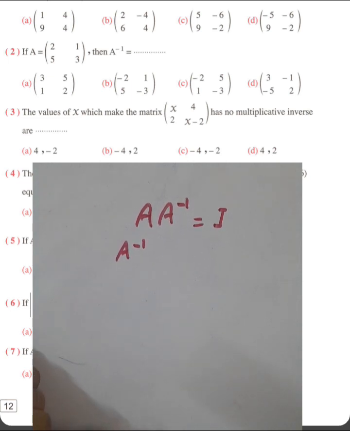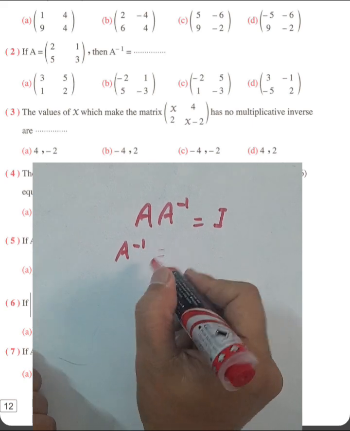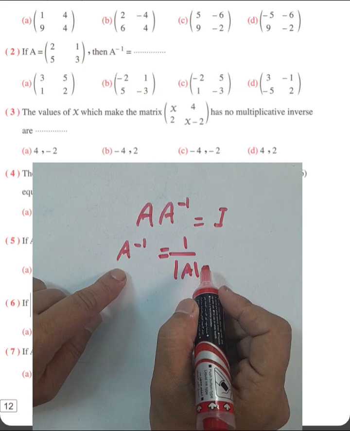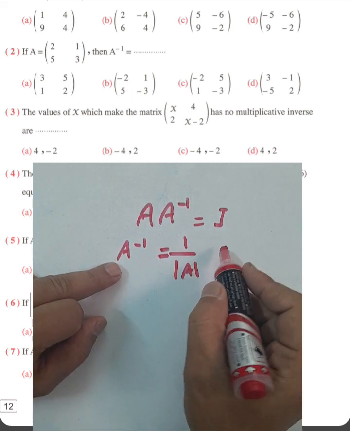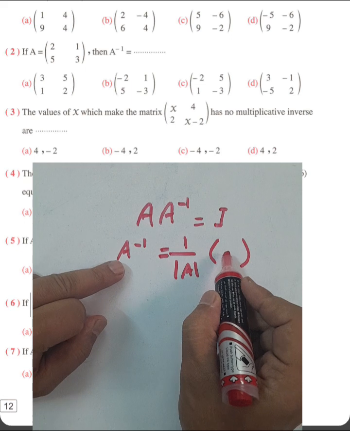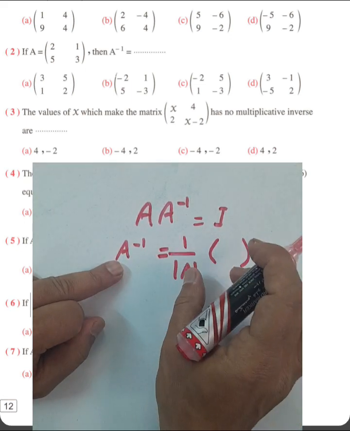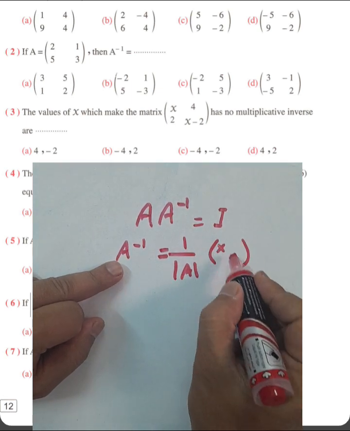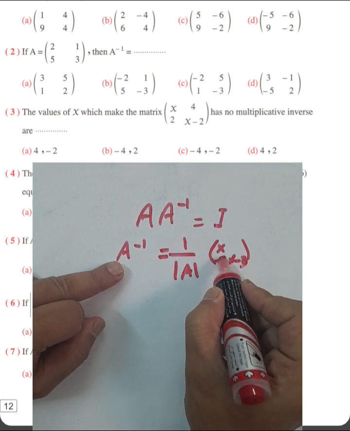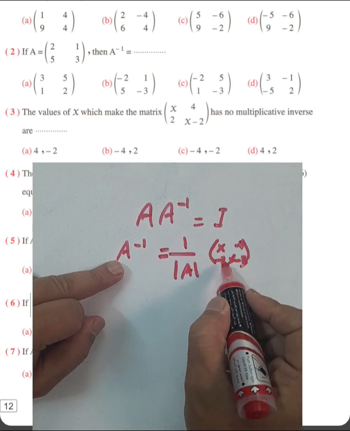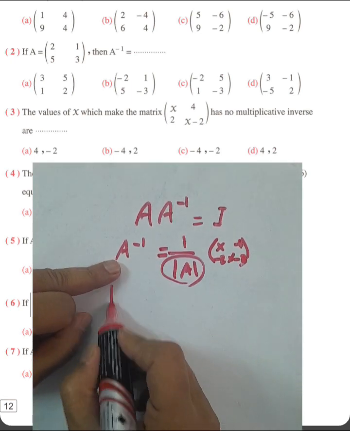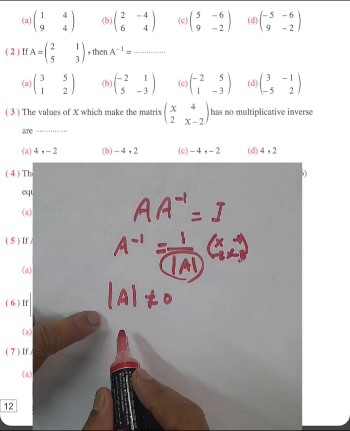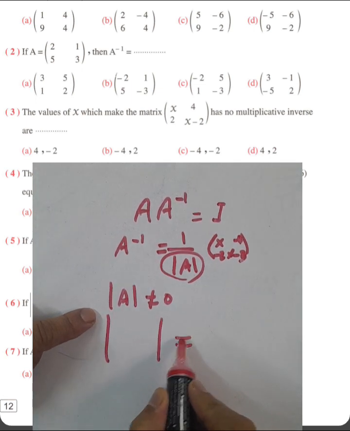And we know the inverse of A equals 1 over the determinant of matrix A, multiplied by the matrix where we swap the diagonal numbers, change the sign of x and x minus 2, and change the sign of 4 and negative 4 here to negative 4 and 2 to negative 2. Then the determinant of A must not equal 0. So we can find the determinant, and the result here will not equal 0.